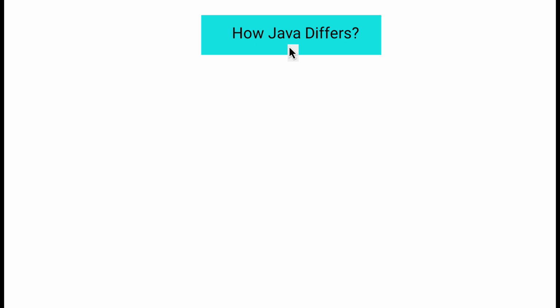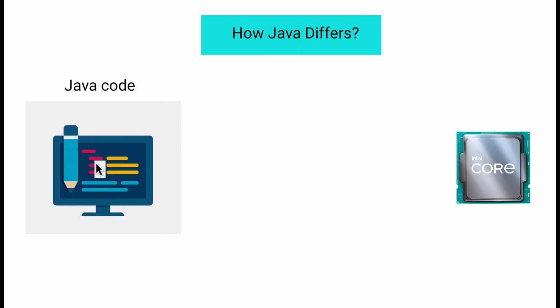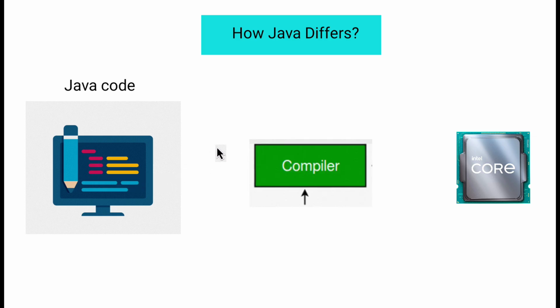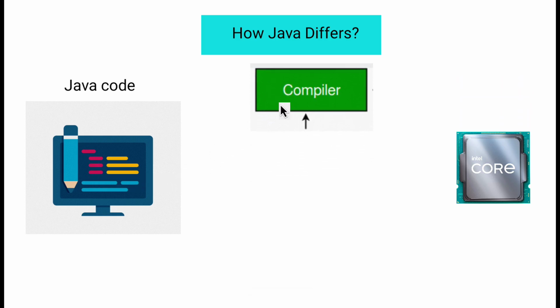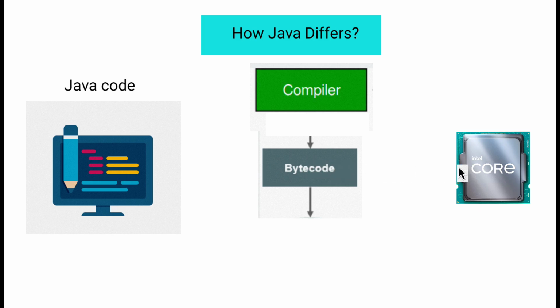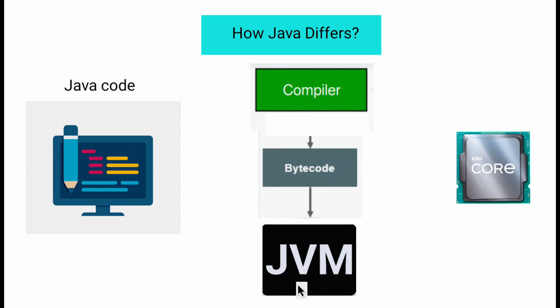How does Java differ from other languages? In Java, we write code in a text editor, and while the processor still executes it, we use a compiler that does not directly convert it into machine code. Instead, it produces bytecode. This bytecode cannot be understood by the processor directly. This bytecode requires a JVM, Java Virtual Machine, to be understood by the processor.